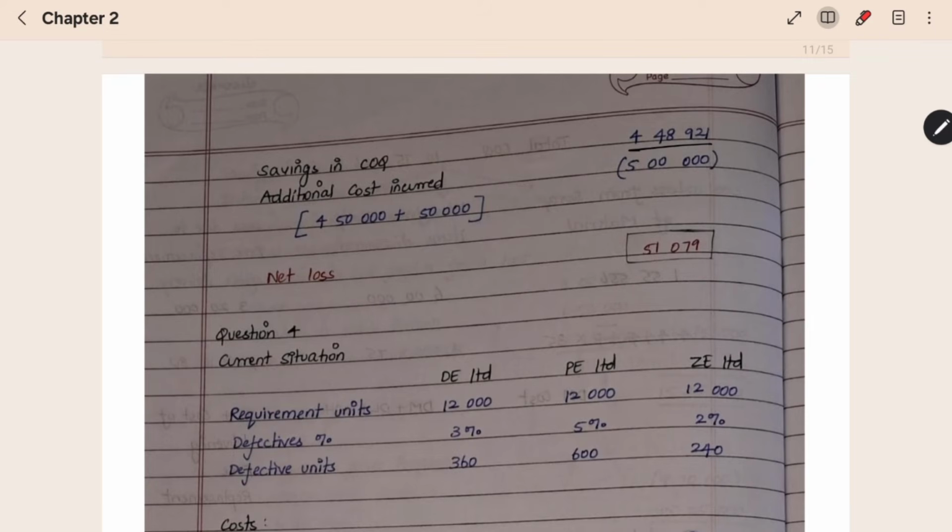For that, how much additional cost did we incur? 4,50,000 for a training program and quality control program, and 50,000 for the quality control consultant. This data is given in the question. This much is the additional cost incurred, and this much is the savings obtained. So net loss is 51,000. We spent 5 lakh but recovered only 4.5 lakh in savings. This is the net loss to the company.